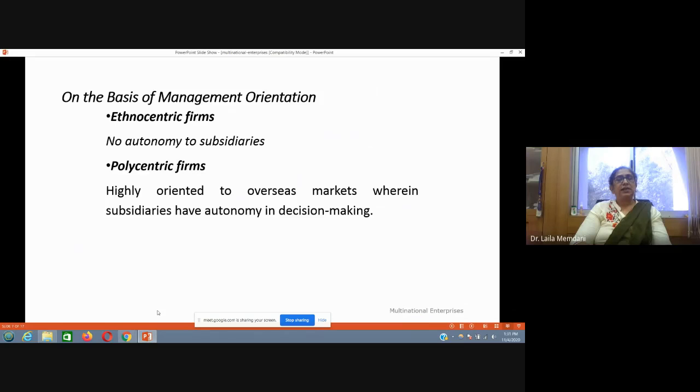Polycentric firms, they are highly oriented towards overseas market. Subsidiaries have very high autonomy in decision making. The organizational culture also is different depending on the culture and the environment in the host country.